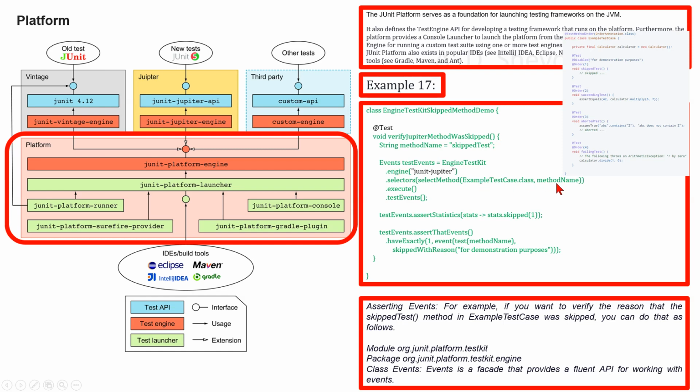If you find asserting statistics alone is insufficient for verifying the expected behavior for test execution, you can work directly with the recorded event elements and perform assertions against them. For example, if you want to verify the reason that the skip test method in the example test case was skipped, you can do that as follows.